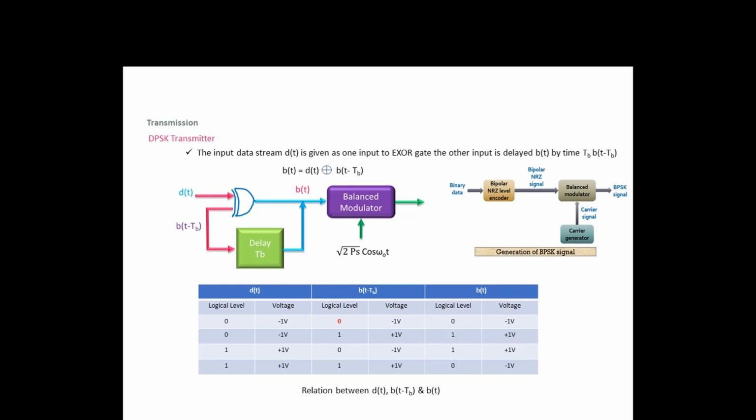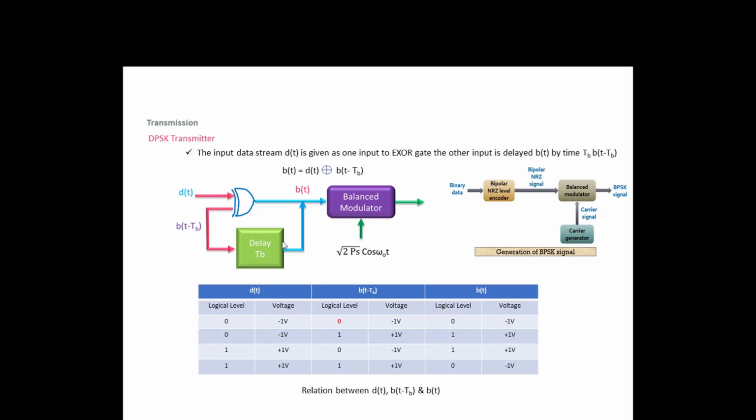So we'll have the transmitter, generation of BPSK signal. We have the binary data. It will go to a bipolar non-return to zero level encoder. That bipolar non-return to zero level signal is going to a balanced modulator. The another input of the balanced modulator is nothing but a carrier signal. Then it will go to the BPSK transmitter.